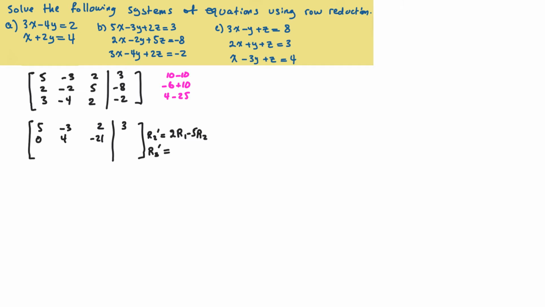And then I will have 2 times 3, which is 6 for my constants, minus 5 times negative 8, that is positive 40, and that gives me 46. Now for our next row, we need to get this 3 to 0, and we can use either this row or this row. It doesn't really make a difference. I will use maybe this row over here because the numbers are a little bit nicer.